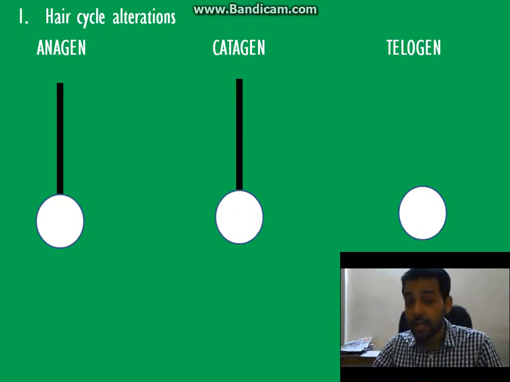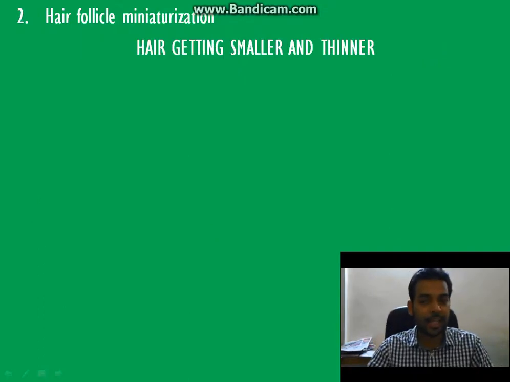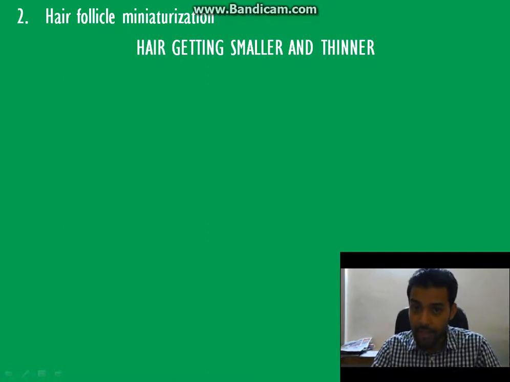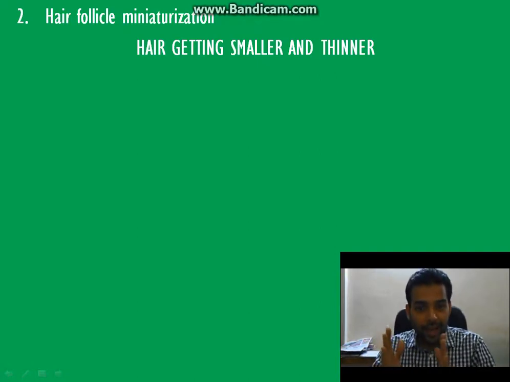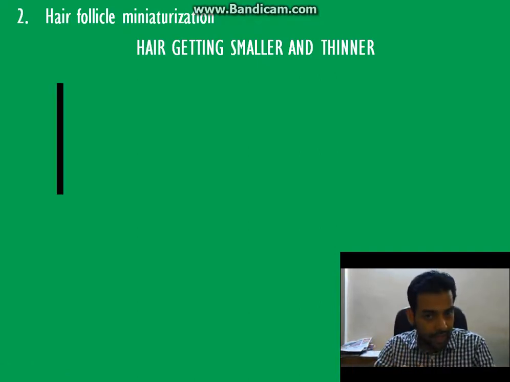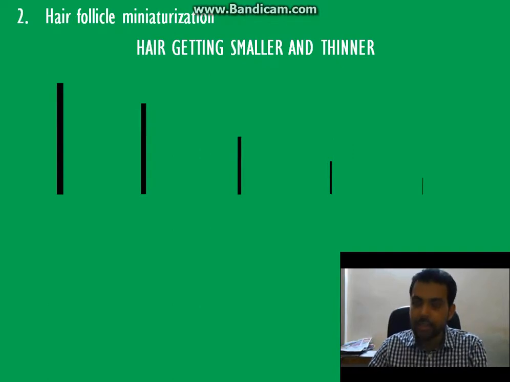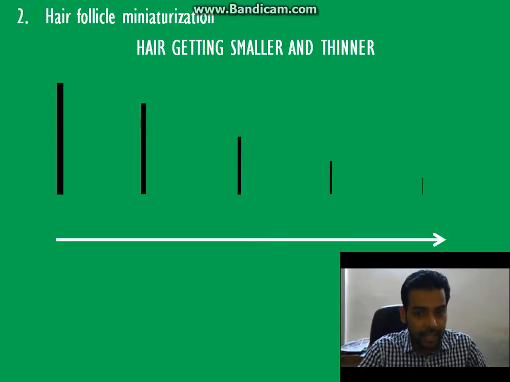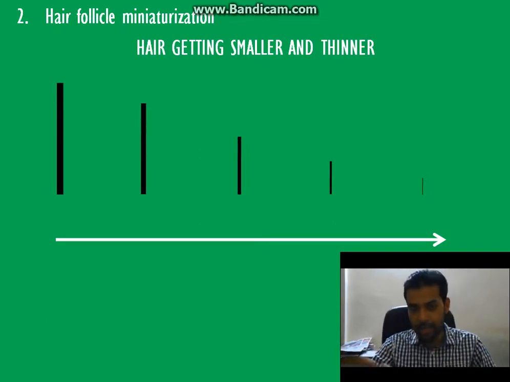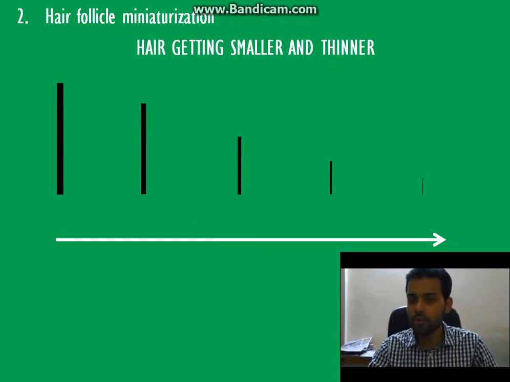Second thing is hair follicle miniaturization. As the name suggests, mini means small, and hair follicle miniaturization means the hair follicle gets smaller, and so does the hair. So the hair gets smaller in length, finer in diameter, to a point that it gets so small and so thin, hardly visible with the naked eye. And so what we see is a bald patch, but the hair is still there. It is still there, but it's so small and so thin that it is not visible.